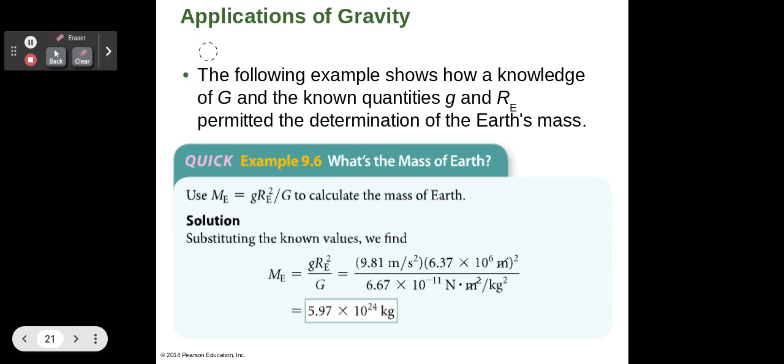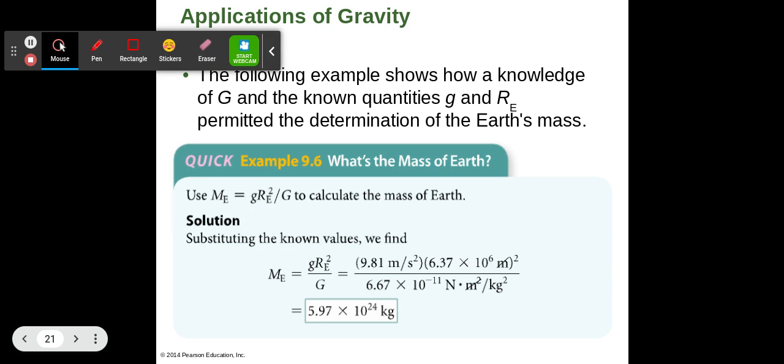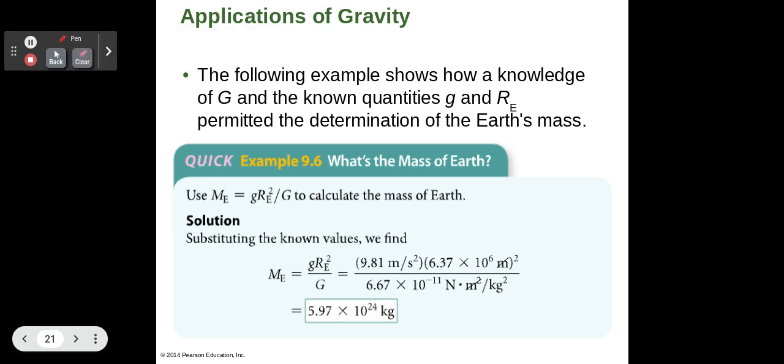So the following example shows how the knowledge of G and quantities of little g and r were used to determine the mass of the Earth. Okay, so again, we just plugged those values in. We knew what little g is, 9.8. We know the radius of the Earth because we know the circumference of the Earth.